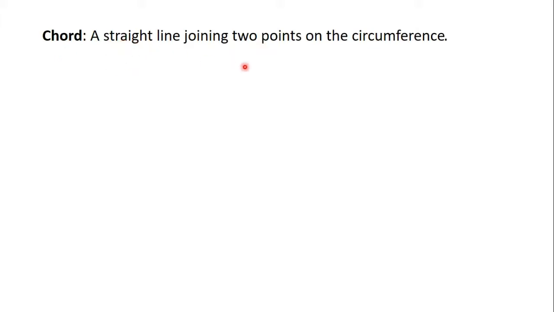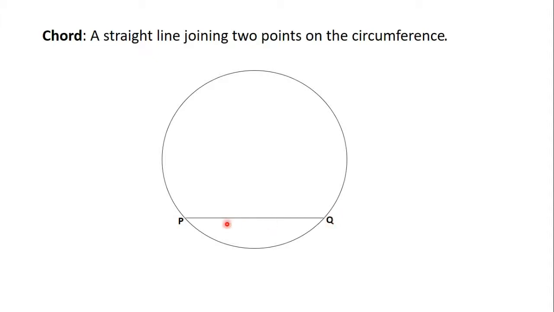Another thing we are going to consider about a circle is a chord. A chord is a straight line joining 2 points on the circumference. So let's say we have this circle here and we have point P and point Q on the circumference. If we draw a line to join point P and point Q, that line is called a chord. So a chord is a straight line joining 2 points on the circumference. If you have point P and point Q on the circumference and we draw a line to join point P and point Q, that line is called a chord.